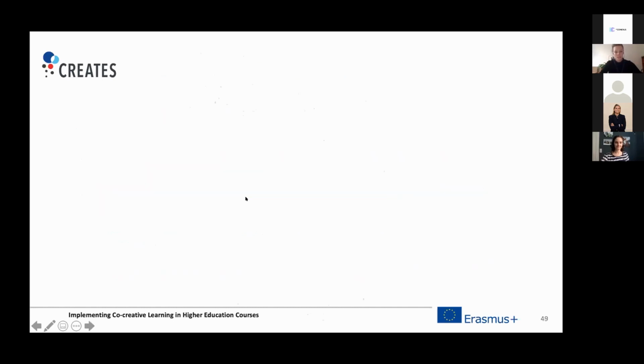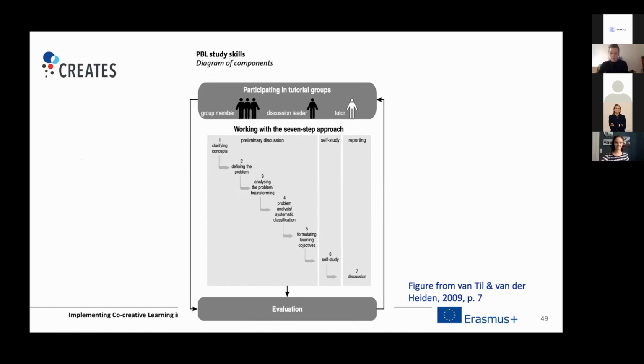So specifically, this is a similar presentation of this where you can see a bit more clearly. These are the first 5 steps of the pre-discussion, where you clarify the concepts, you define the problem, analyze the problem, and have some sort of brainstorming to activate prior knowledge. There's a problem analysis or a systematic classification, so that's what we call clustering. And then there's the formulation of learning objectives, which guides the self-study, and then the final discussion or reporting to answer the problem or find some sort of solutions to the problem that was outlined.